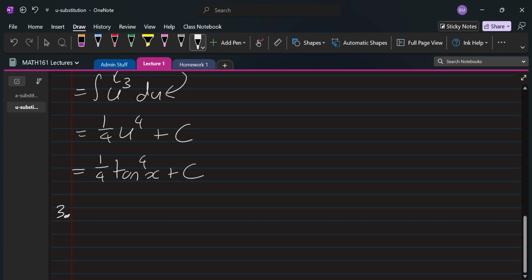Okay, number 3. So we have the integral x root x plus 2 dx. Again, we've got some options. Yes?